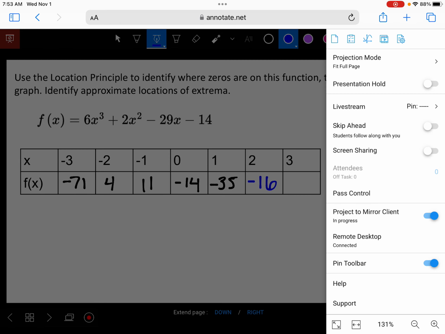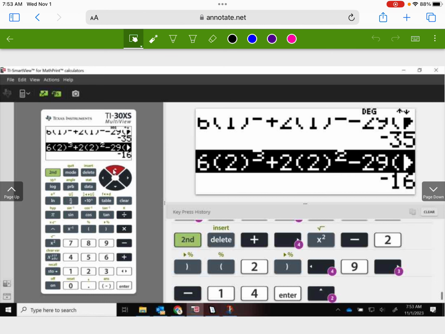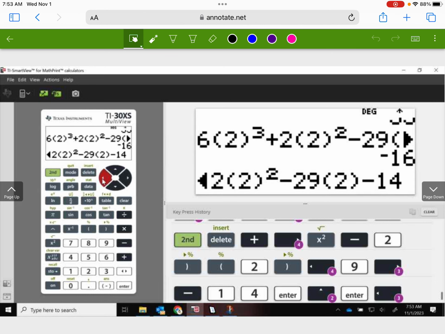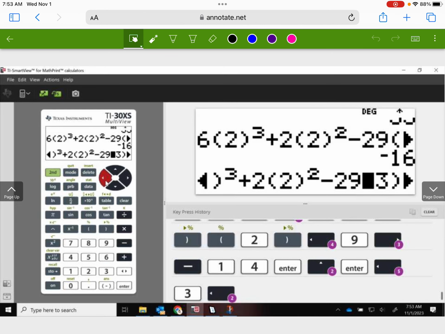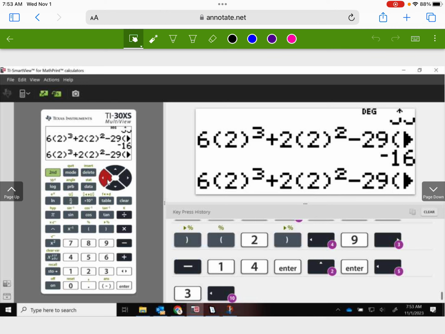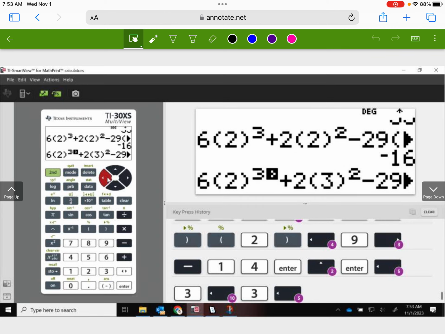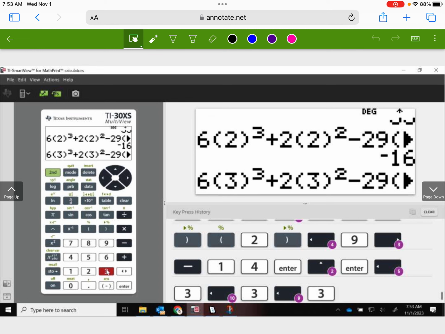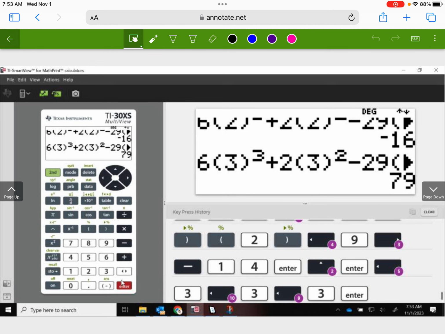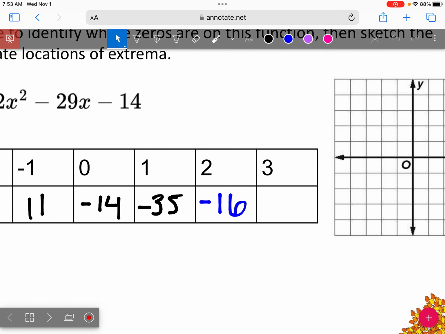Last one is going to be our +3. I'm going to do it this way because clearly I am having a problem with the typing. We get +79. So when we have numbers that are off our graphs, your options are to either kind of estimate it or count by different numbers on your graphs.